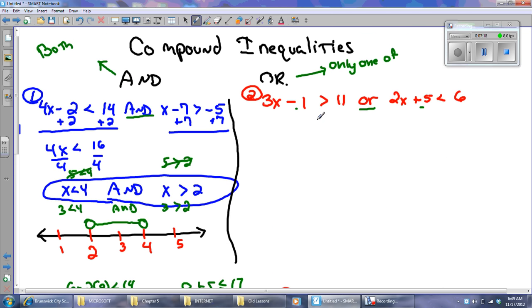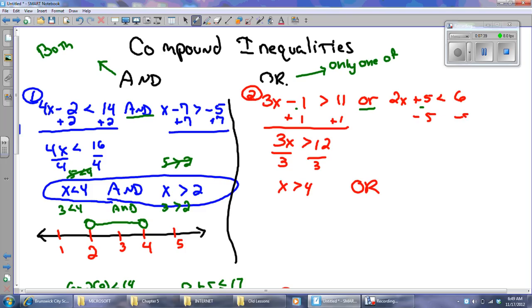Coming over here to the ors. Now remember, with an or, only one part needs to be true. We're going to show all solutions, but it's going to look a little different. So I'm just going to start solving, and I'm going to get 3x is greater than 12. Divide by 3, divide by 3, x is greater than 4. Or, now I'm going to subtract 5. 2x is going to be less than 1. Divide by 2. And then x is going to be less than 1/2.